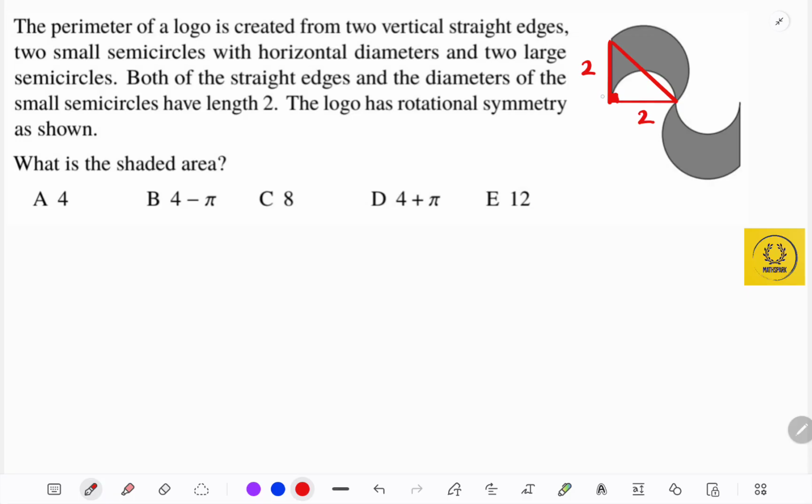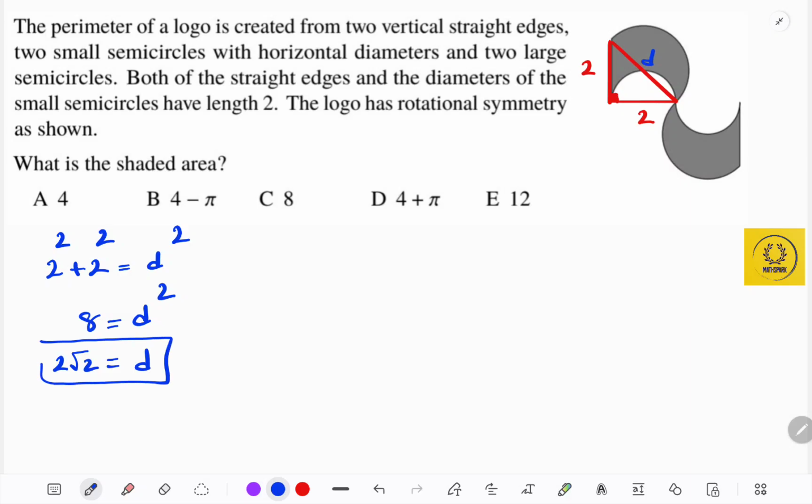You can use Pythagorean theorem, which is 2 squared plus 2 squared equals d. Let's call this d. D squared. So 4 plus 4 is 8, and d is 2 root 2. Or there is another faster way that you can find the hypotenuse of any isosceles right angle triangle. You just need to multiply the legs, which is 2, by radical 2. So we have 2 root 2 for d.